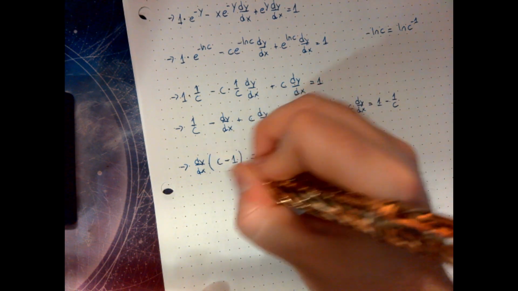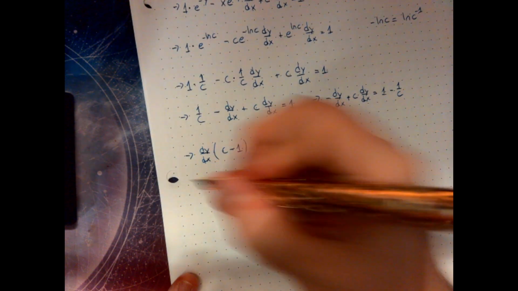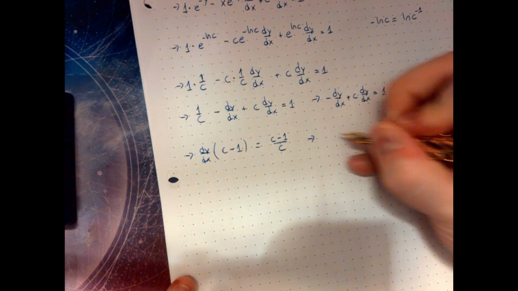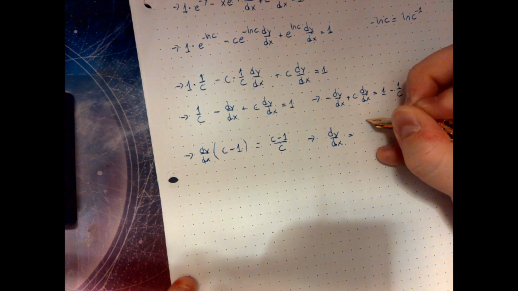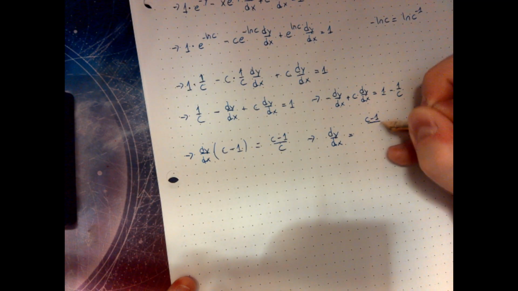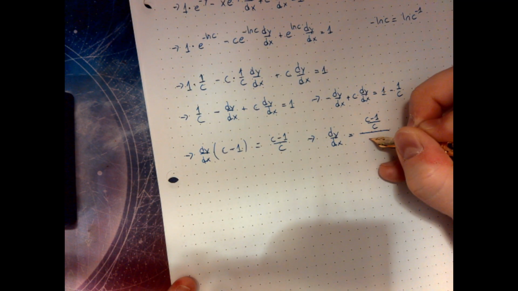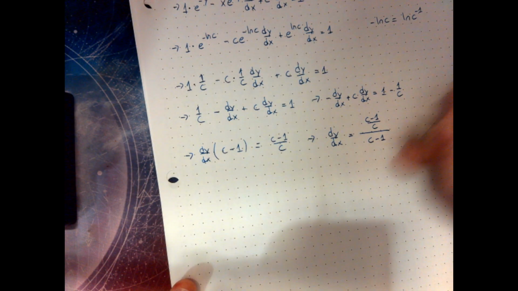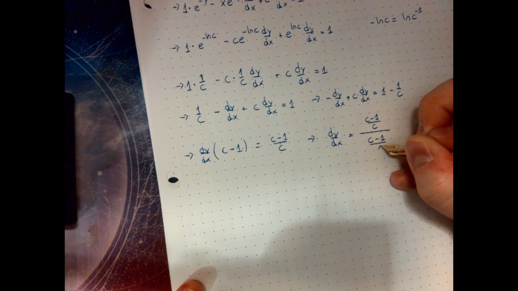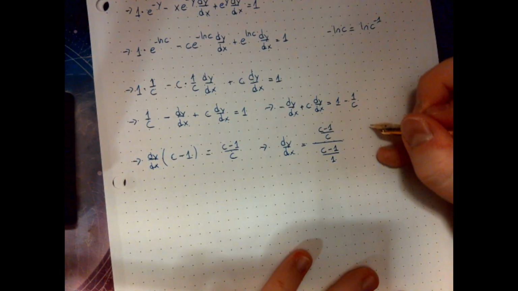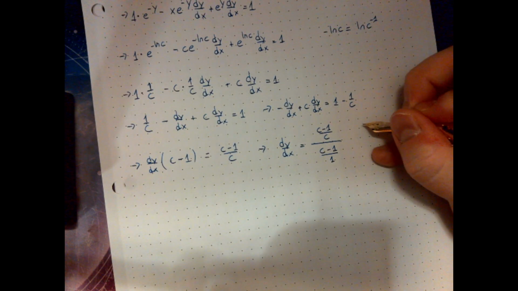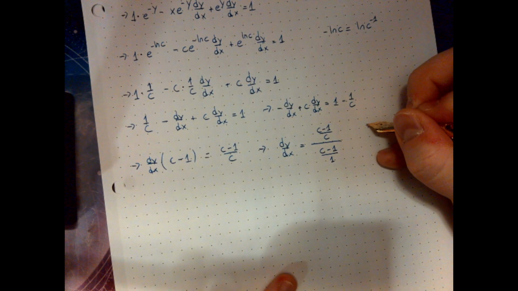And now I'm just going to divide both sides by this. So I end up with dy/dx is equal to (c minus 1 over c) all over (c minus 1). And c minus 1 I can just rewrite as over 1. And it's pretty late, so I am no longer at the point where I can do this smoothly in my head, and I don't want to risk making a mistake.